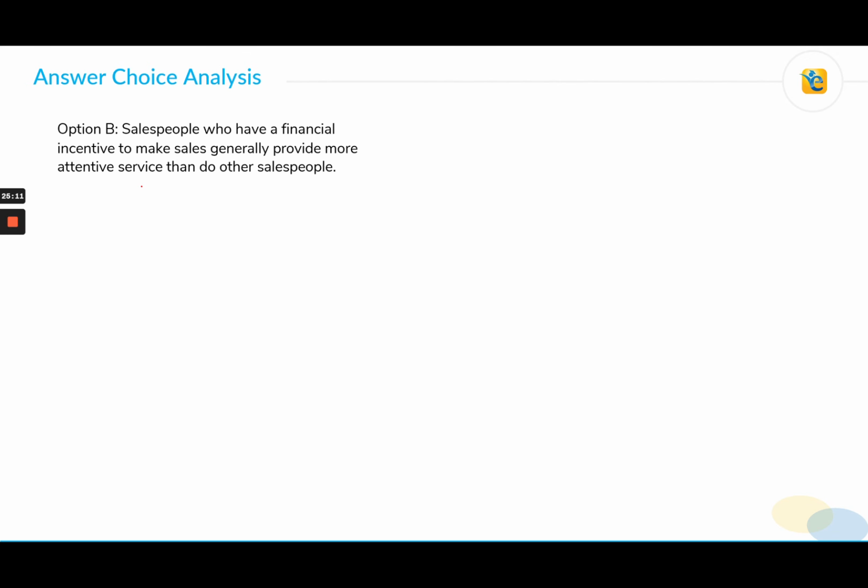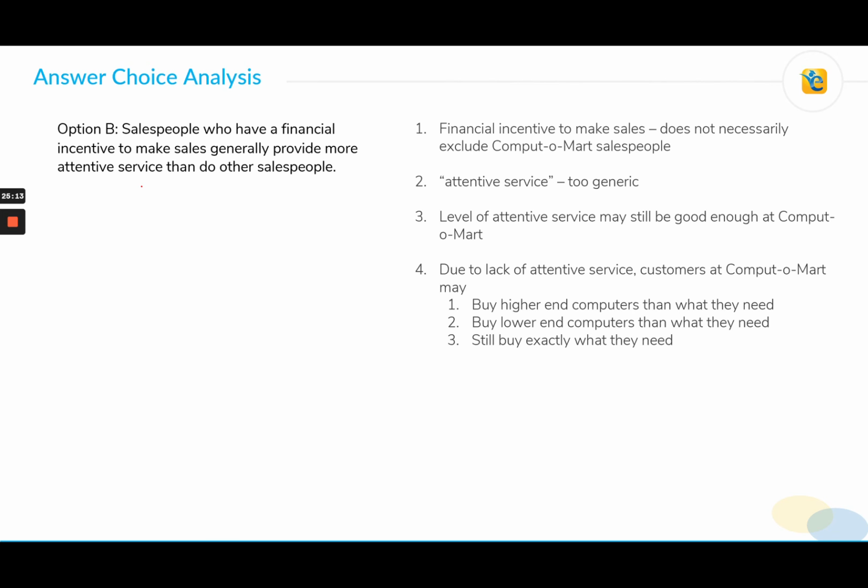All right. So the first aspect that's of interest is that option B talks about financial incentive to make sales. Now, as per the argument, of course, we know that the competitor salespeople have a financial incentive to make sales. It's based on the value of the products they sell. This does not necessarily mean that Comput-o-mart salespeople do not have any financial incentive to make sales. They do not have a financial incentive tied to the value of the products they sell. They might have a financial incentive which is not tied to the value.